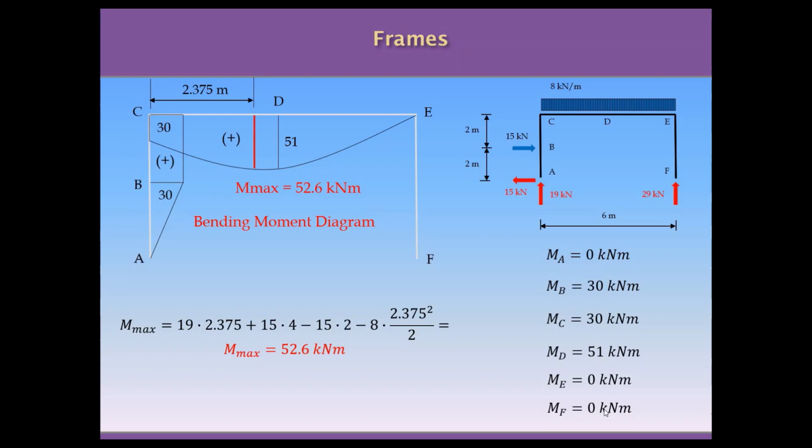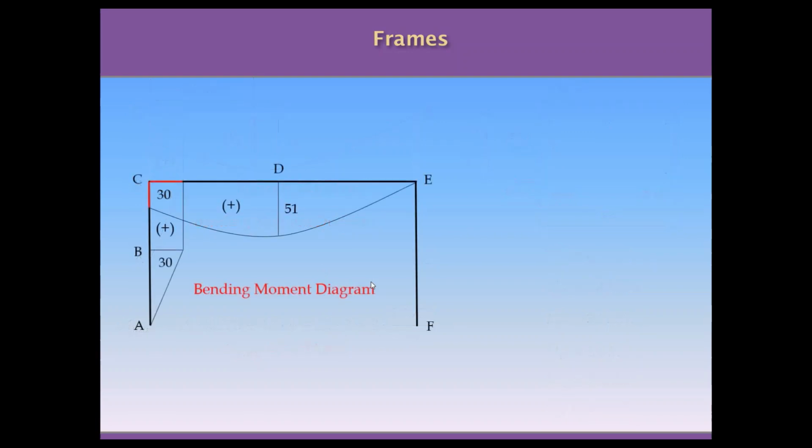As you see, all the moments calculated for this frame are positive, and this is the reason why all the sketches were made internally in this frame, because in a frame like this we can have moments in the interior of the frame and exterior. But we only have positive moments in this frame.